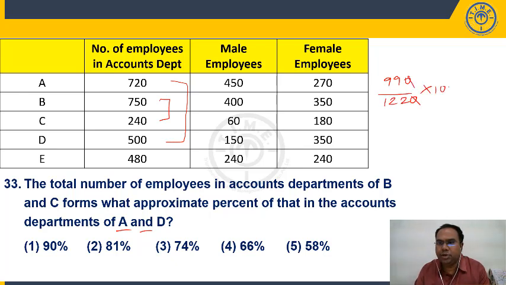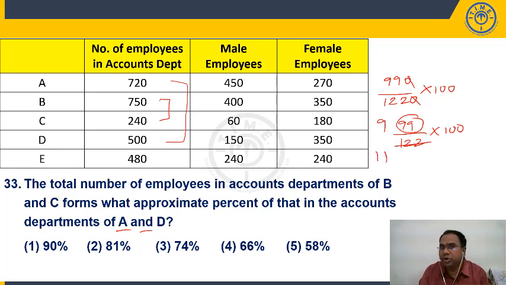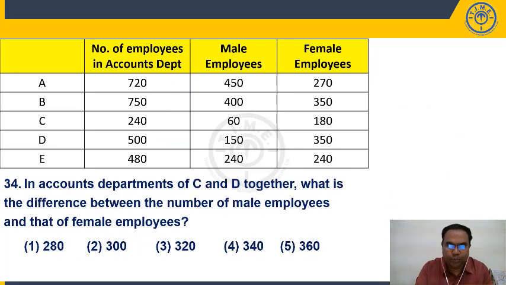What percentage means into 100? 0 will get cancelled. 99 by 122 into 100. Approximately we want 11 9s 99, 11 11s 121. It is 122. Approximately 9 by 11. 11 means it should be 9 multiples. 81.81% should be my answer. So approximately I can say 81%. It is present in option 2.